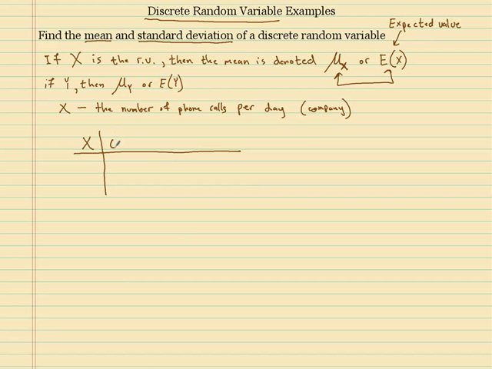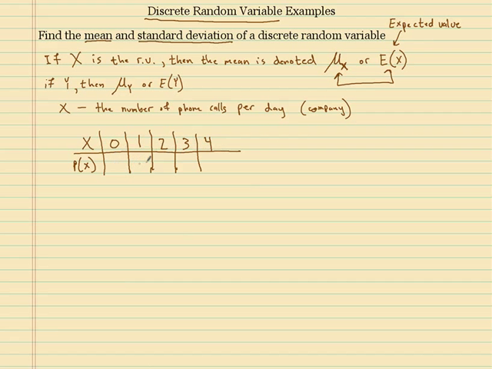So my outcomes are 0. This means that on any particular day they had no calls that day. Next they had 1 call per day, 2 calls per day, 3 calls per day, and 4 calls per day. So this is the probability of X. This is my probability model. Now I have to do the probability.